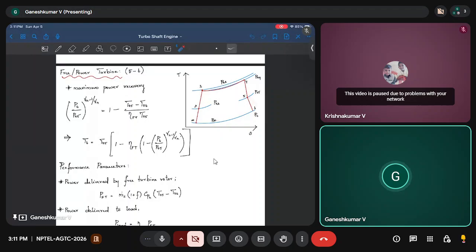We already know P6, so based on that, you can find the temperature. P6 is nothing but P infinity. You substitute that, and you can find the temperature. So this is the only change that you have compared to other cycles.